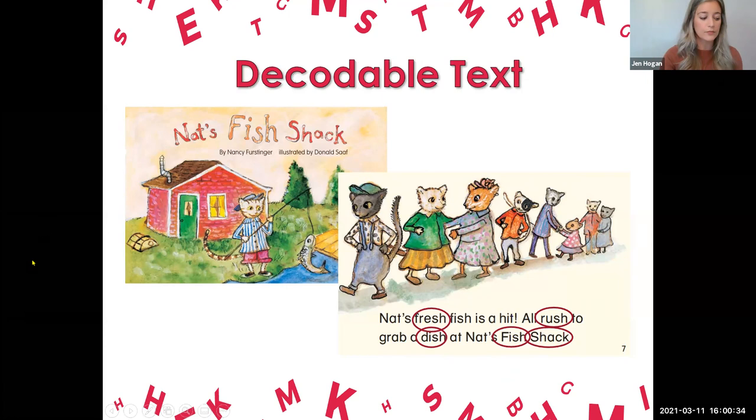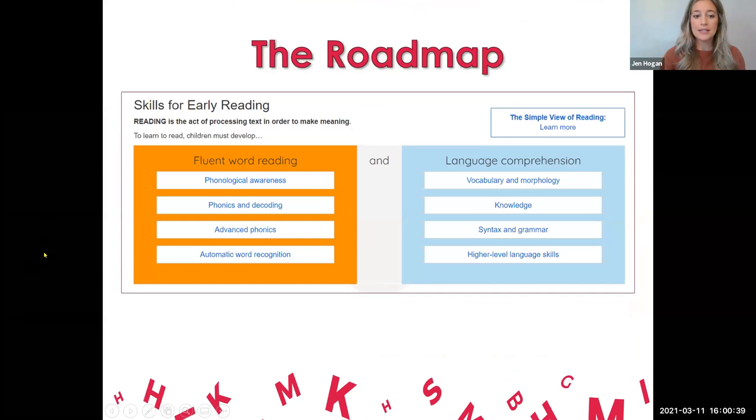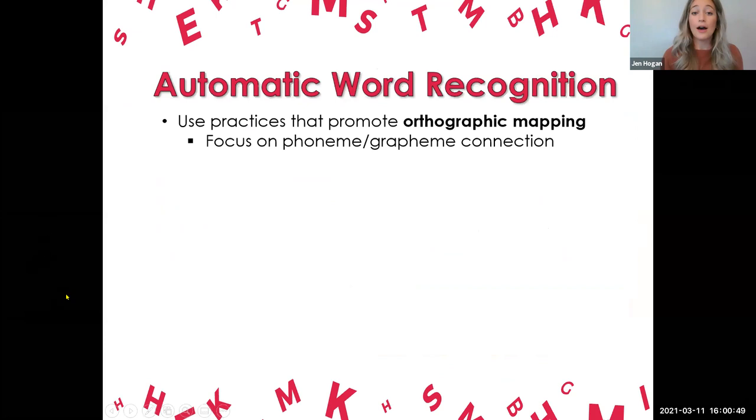All right, so finally, we've gone from phonological awareness. We've looked through some of those phonics and decoding resources. And just briefly, we're going to talk about automatic word recognition, because that's really the end goal. So for automatic word recognition, we want to use practices that promote orthographic mapping, which basically means we want to focus on the phoneme-grapheme connection. When in doubt, go back to the letters and the sounds.